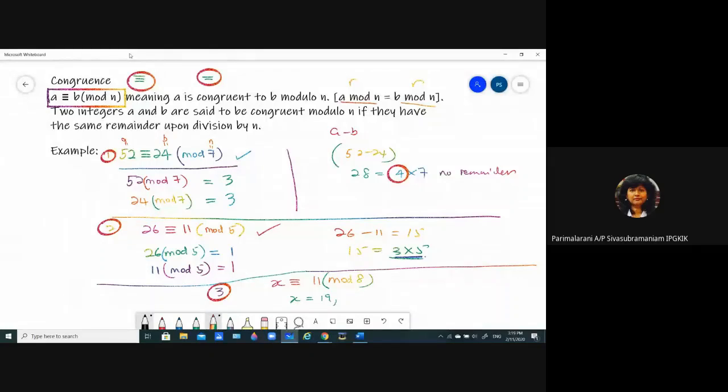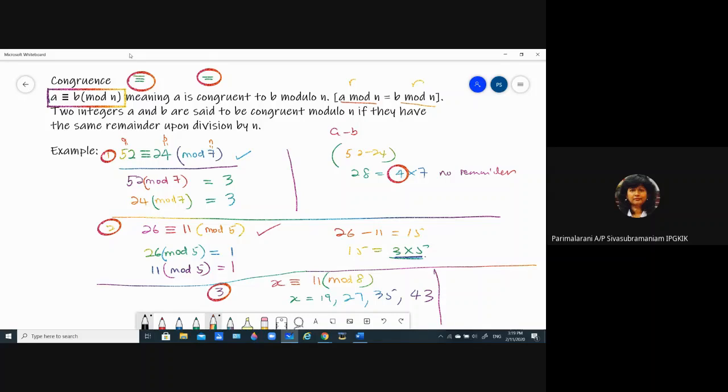What else can x be? You know that the remainder is 3 when divided by 8. So 8 times 1 plus 3 is 11 already. 8 times 2, 16 plus 3 is 19. 8 times 3 is 24 plus 3, 27. 8 times 4 is 32, plus 3, 35. 8 times 5, 40, plus 3, 43. All these numbers will fit in as x, correct?